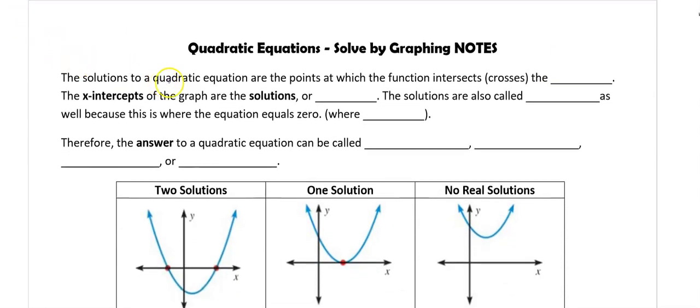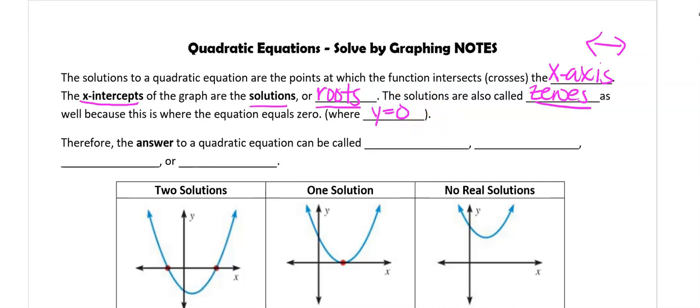The solutions to a quadratic equation are the points at which the function intersects or crosses the x-axis, the horizontal axis. The x-intercepts of the graph are the solutions or roots. So they're called several things: x-intercepts, solutions, roots. The solutions are also called zeros. This is the fourth name you might see them as well, because this is where the equation equals 0. This is where our y value equals 0.